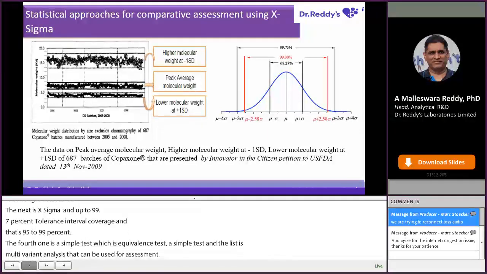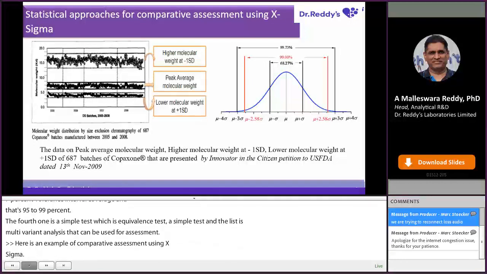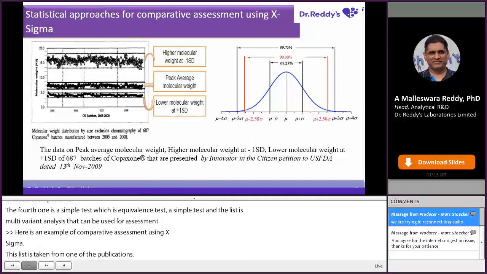Here I have taken one of the examples for comparative assessment using X sigma. The curve listed here is taken from one of the publications. This graphical representation talks about 3 different characteristics of molecular weight distribution. And as you can see, the distribution can be measured using multiple sigmas depending on the type of population which we wanted to cover. This is one of the approaches.